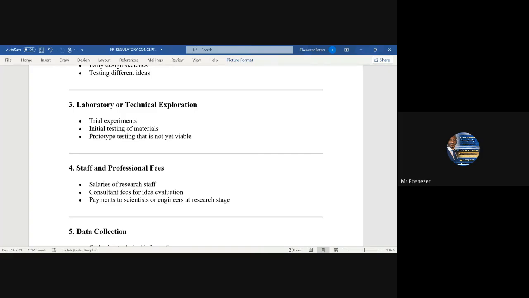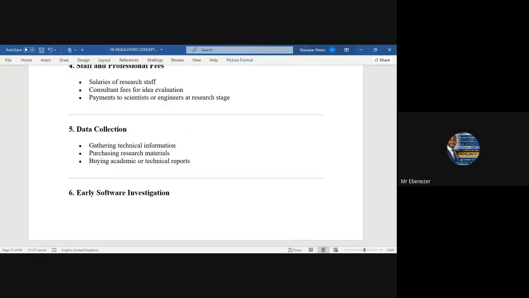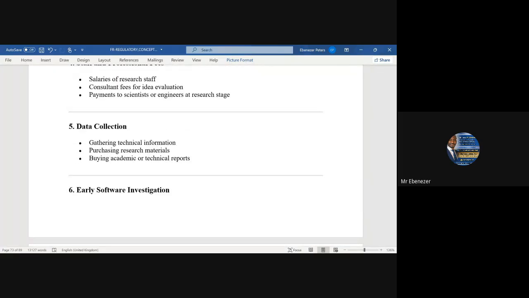What about training of staff? I've mentioned it in our previous classes. Staff professional fees, for instance, salary of research staff, consultancy fee for idea evaluation, payment of scientists or engineers at the research stage. All of these are meant to be expensed. Data collection, going to the market to collect data. What do they need? Purchasing research material. What would they want to get and the likes? All of these are to be expensed.